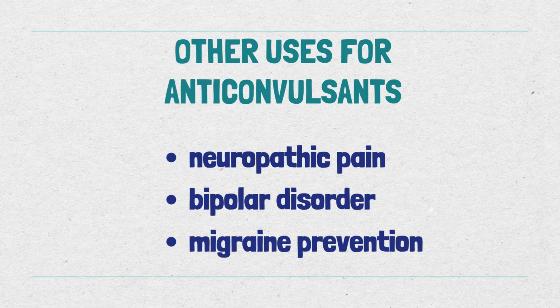In bipolar disorder, there are several anticonvulsants that we tend to add on to other medications to prevent manic episodes. So we call those mood stabilizers. And then also, not all of them, but a few of these we can also use to prevent migraine headaches. Specifically, topiramate and valproic acid are the two that we use for migraine prevention.